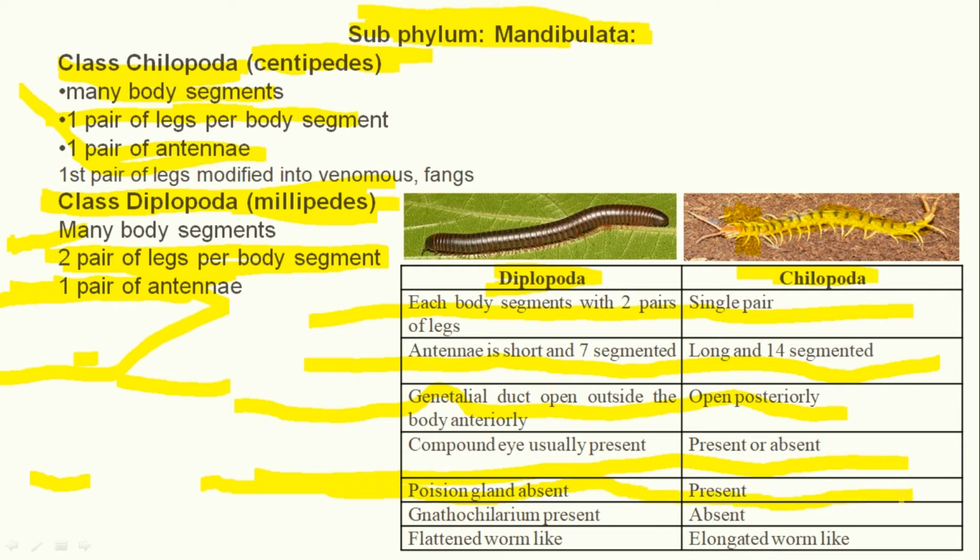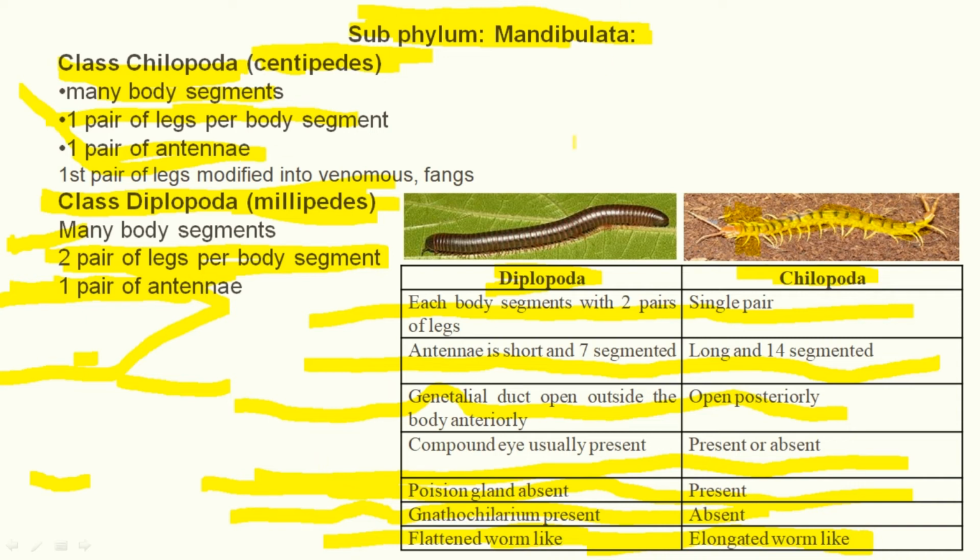Then in case of Diplopoda, they don't have any kind of poison gland, but in case of Chilopoda, they have poison glands. In case of Diplopoda, Gnathochilarium will be there, but in case of Chilopoda that is absent. In case of Diplopoda, a flattened worm-like body will be there, but in case of Chilopoda, an elongated worm-like body will be there.